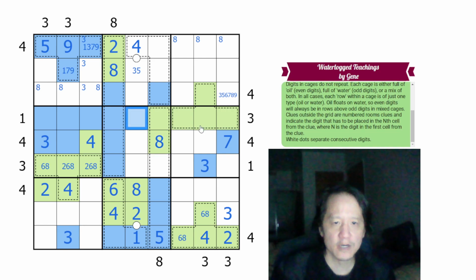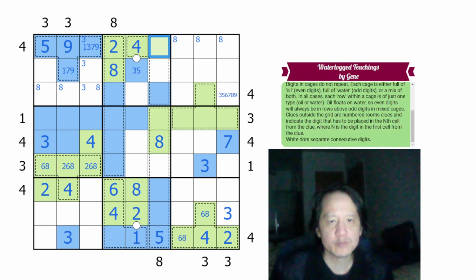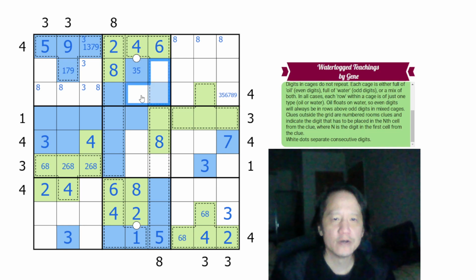This has to be odd because we have 4 evens now in row 4. This is even. So this has to be odd, which means this is... Wait, hold up. This is even, which means this has to be odd. And therefore this is even. This can't be 2, 4, or 8, so this must be the 6. We now know that these 2 are odd. Which means we have 5 odds in column 6, so this must be even. And it must be the 4.